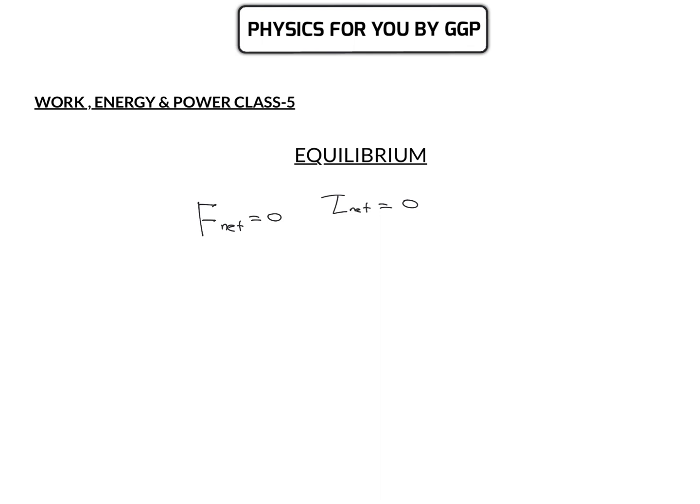About torque, we'll discuss in detail in the topic rotational motion. Now basically we are talking only about the force acting on the object. So assume that torque is equal to 0, and if the force is also equal to 0, then the object is said to be in equilibrium.